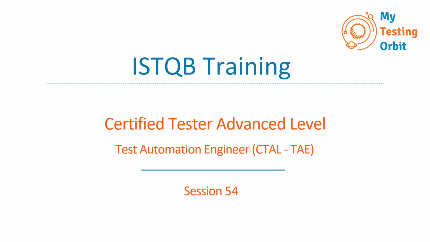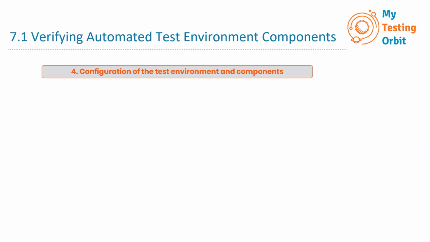In the last session, we covered the first three steps that can be taken to verify the components of the automated test environment. Let's continue with the remaining steps in today's session. Let's start with number 4, configuration of the test environment and components.